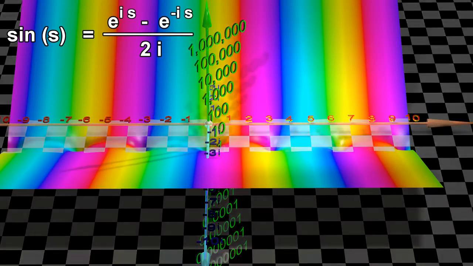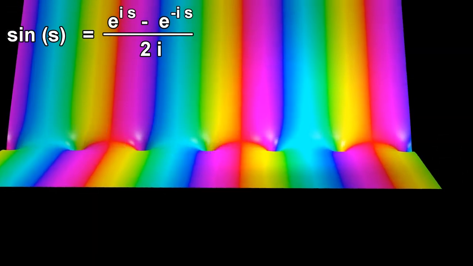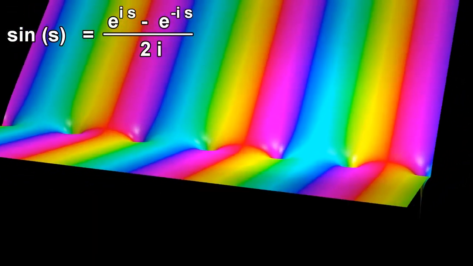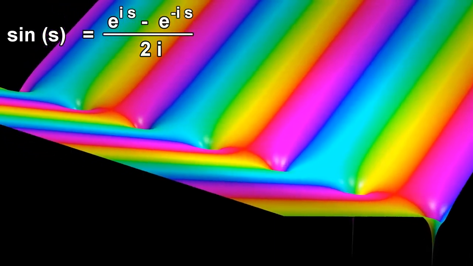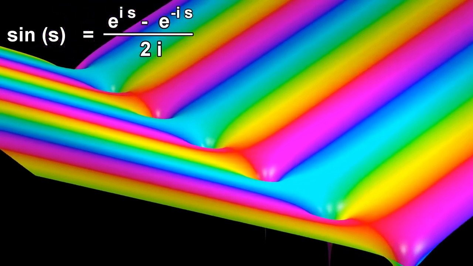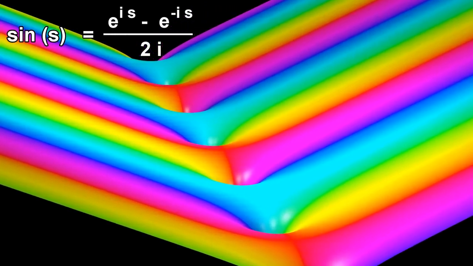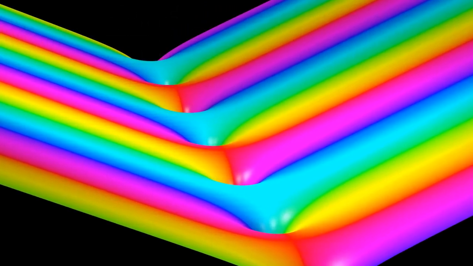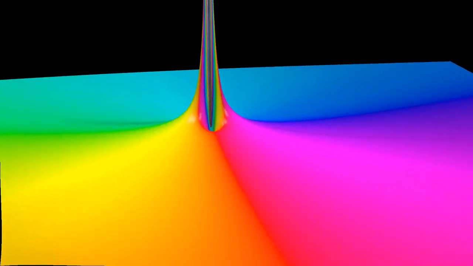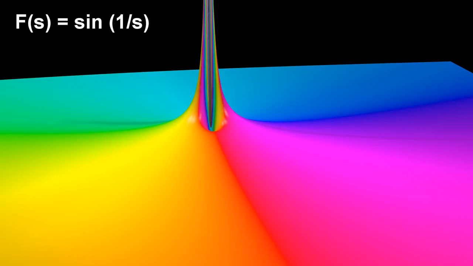And we can get the following formula for the sine of an imaginary number. Although the sine and cosine of any real number always has a magnitude less than or equal to 1, the magnitude of the sine and cosine of an imaginary number grows exponentially. The plot for the sine of the inverse of an imaginary number looks like this.